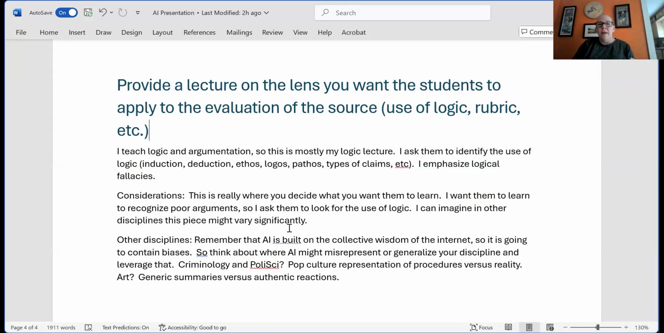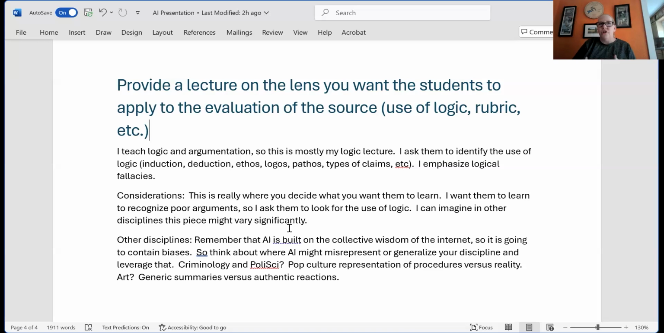But I can imagine other disciplines, trying to imagine what would be appropriate for your discipline. What you want to think about maybe is what the internet might misrepresent about your discipline. And so think about, like, in criminology and poli-sci, so much is dependent on our love for detective fiction shows, right? True crime stories. Our understanding of criminology is based on media. And so anything that the AI produces is going to bias towards that pop culture understanding of political science and of criminology.